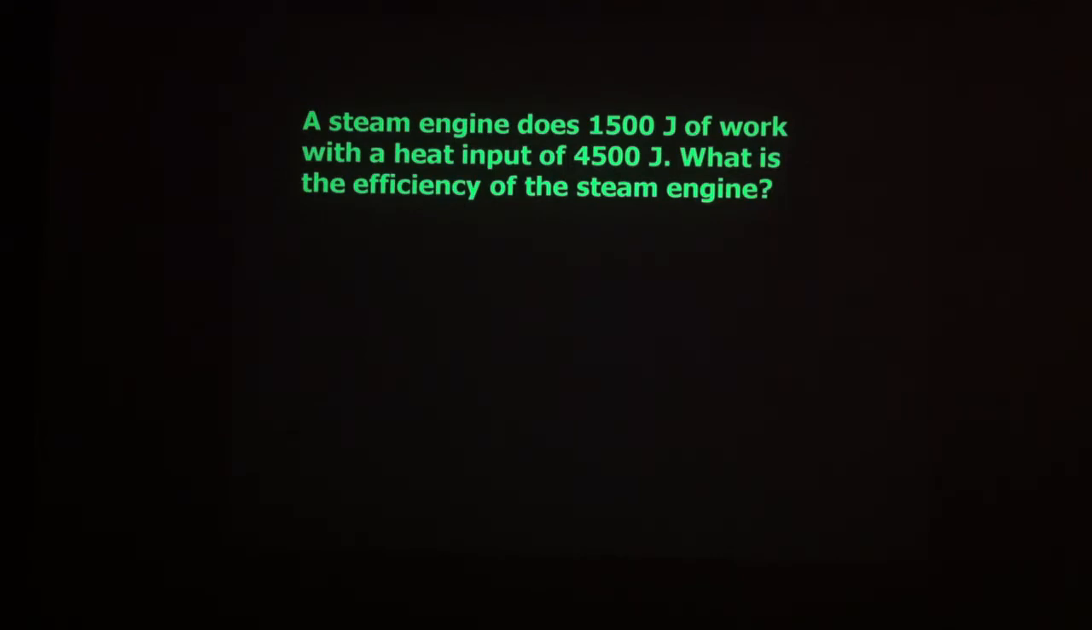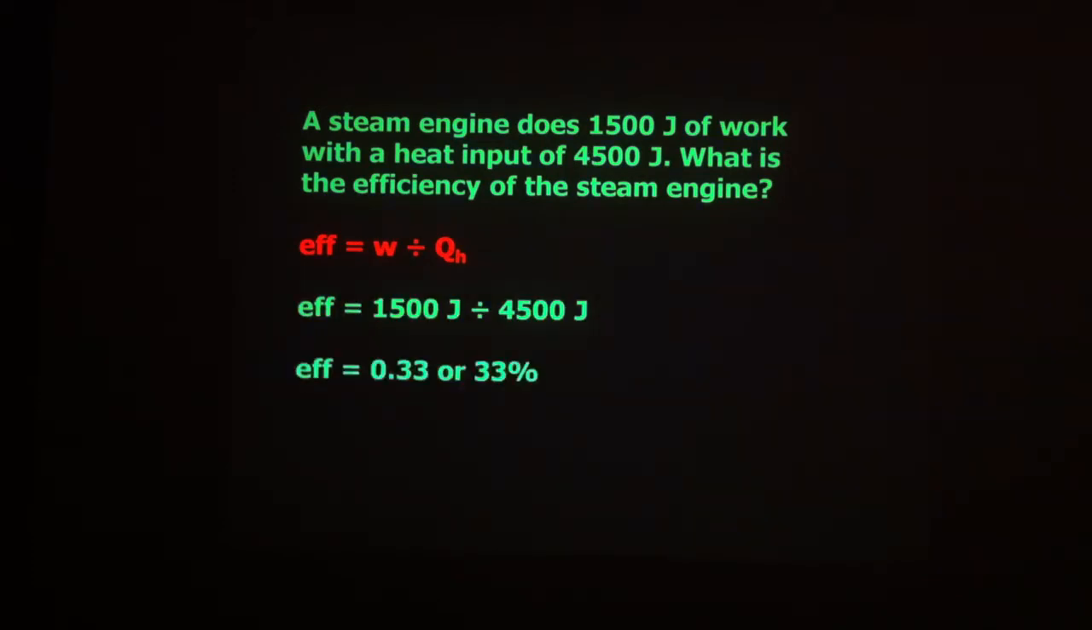So all we need to do is look at our formula for efficiency. It's the work divided by the heat input, and we plug in the values. The work done is 1,500 joules right here, and the heat input is 4,500 joules. When we divide those two numbers, we get a decimal of 0.33 or 33%. So this means that 33% of the energy we put into the engine was converted into work. That's about average for a heat engine, or maybe even slightly above average. Most of our gasoline and diesel engines are about this efficient.